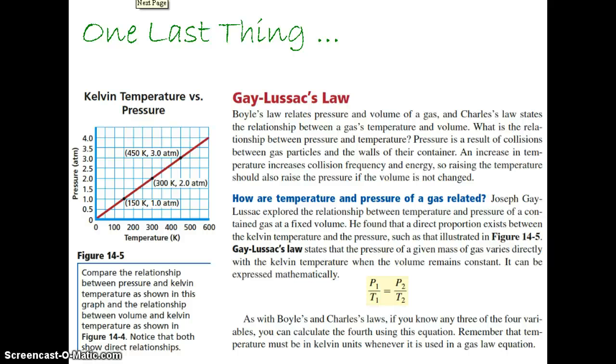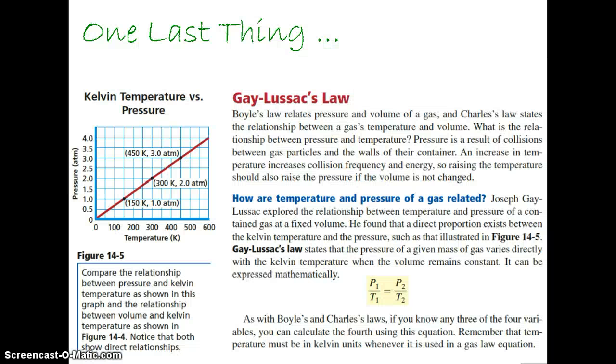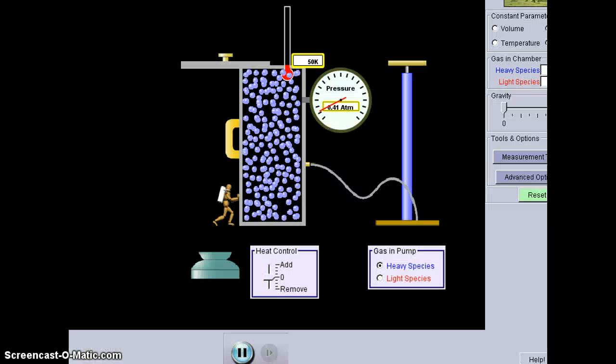The last thing to talk about is very similar to what we just talked about. This is Gay-Lussac's law. In this case, pressure and temperature are directly proportional. As the temperature goes up, so does the pressure, if you keep the other stuff the same.